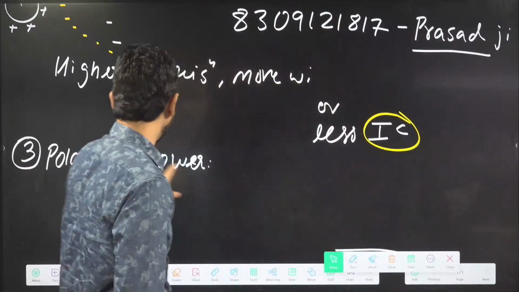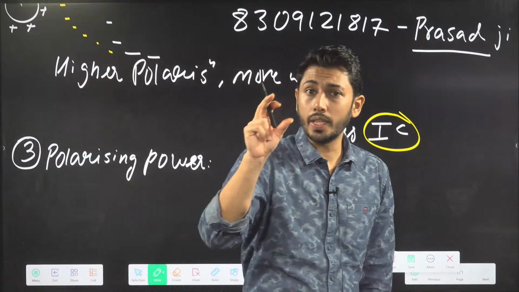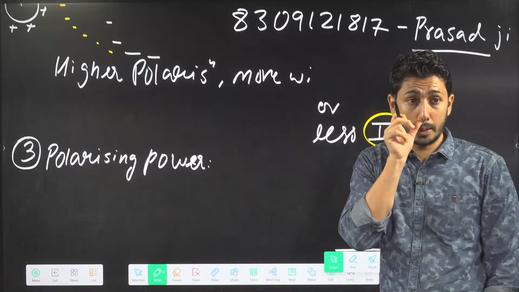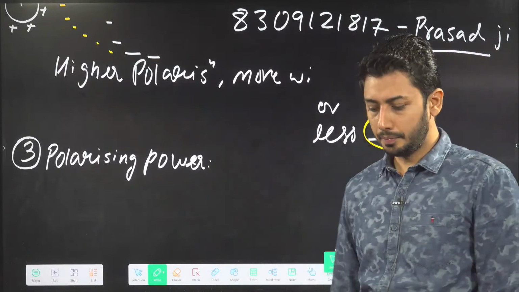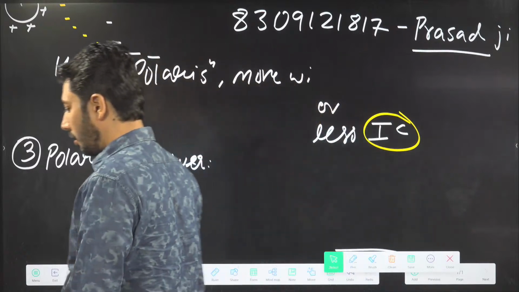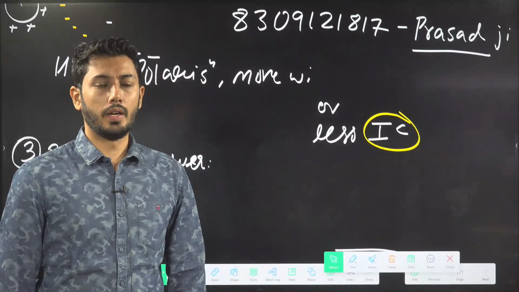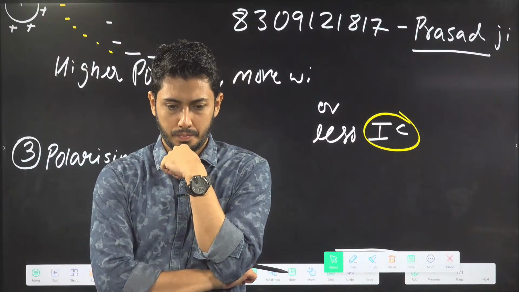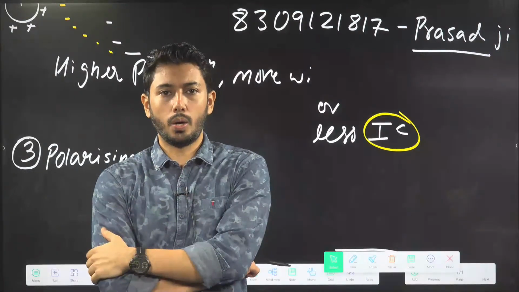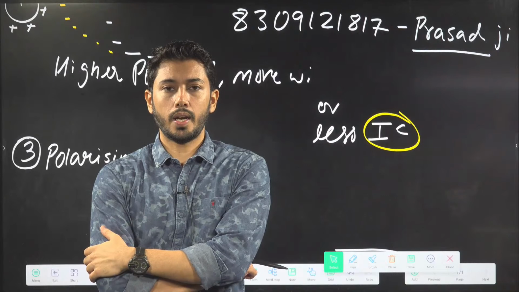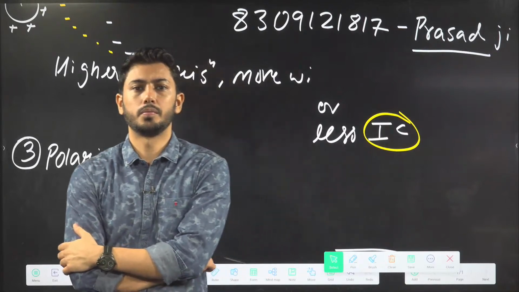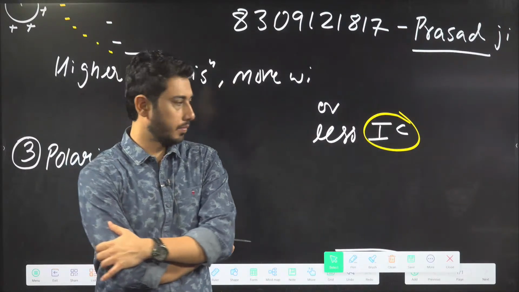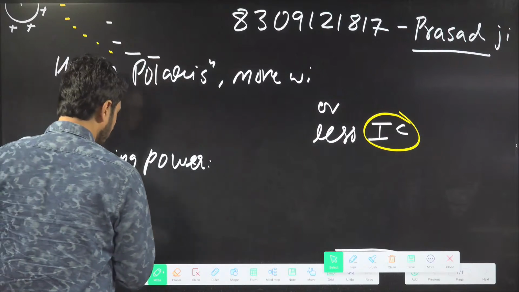ठीक है. So here you can mention, polarizing power is associated with which one? Cation. So mention here, it is the ability of cation to attract electron density of anion towards itself.